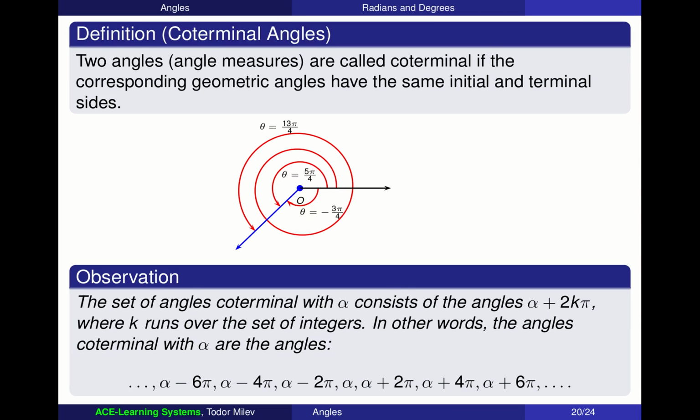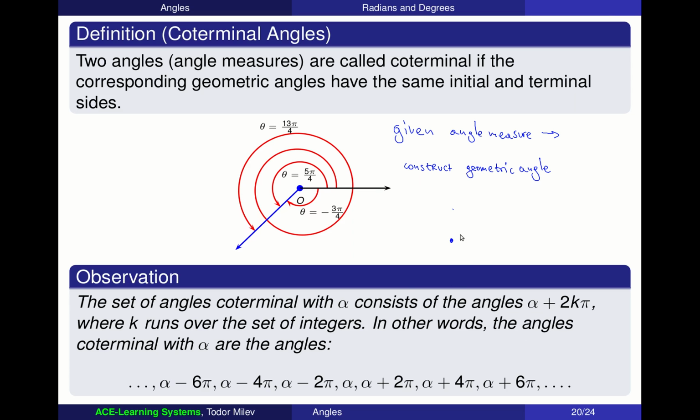In this slide, we're going to cover the notion of coterminal angles. If you remember, a few slides ago, we studied how, given an angle measure, to construct a geometric angle. So from a given angle measure, how to make a geometric angle. Just a quick recap of how that worked.